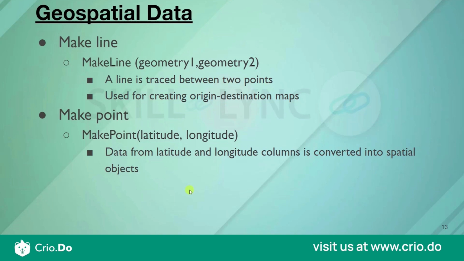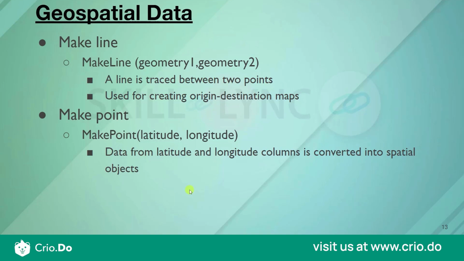So we have two kinds of formulas, let's say the logical analysis, or spatial analysis, inside the geospatial data. One is MAKELINE and one is MAKEPOINT. MAKELINE will calculate the line between geometry 1 and geometry 2. Let's say it generates a line mark between these 2 points, useful for building origin-destination maps, and it will draw a line between origin and destination.